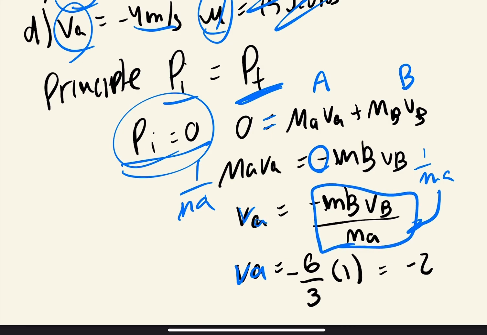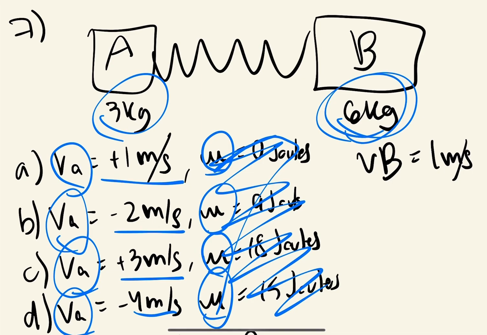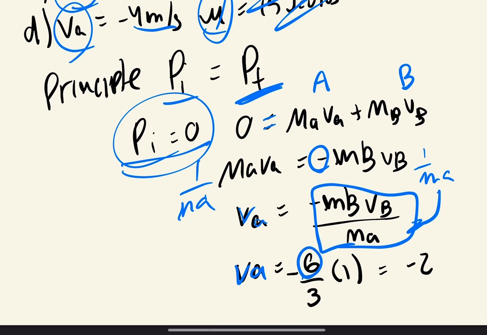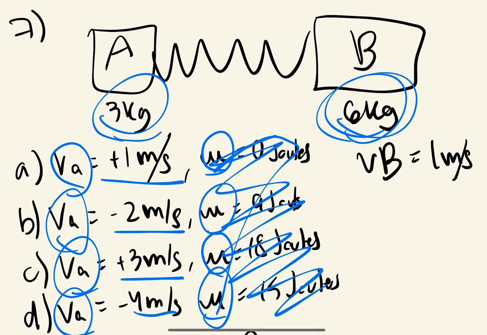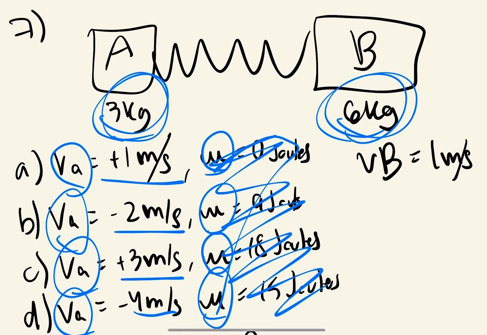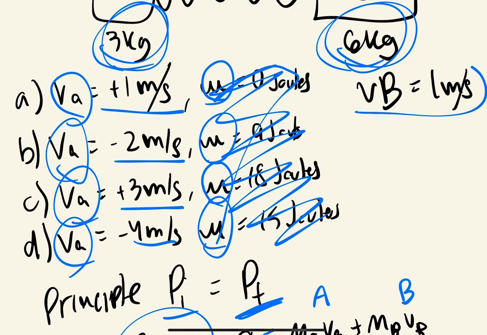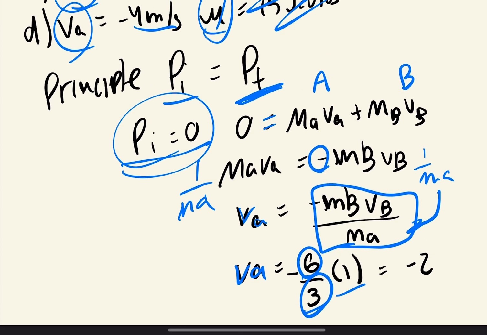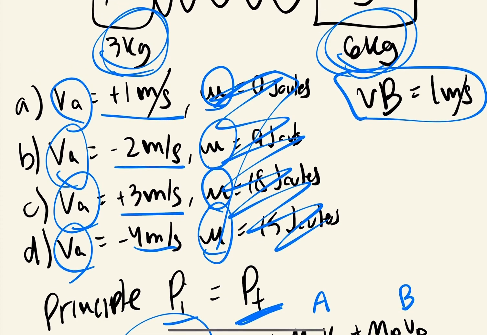And if we plug in the numbers, block B is equal to 6, so 6, block A is equal to 3 kilograms, and then the speed is equal to 1 meter per second right here. So 6 divided by 3 is equal to 2. And since that's negative, that's going to be minus 2. So we found VA. So the correct answer is B in this case.